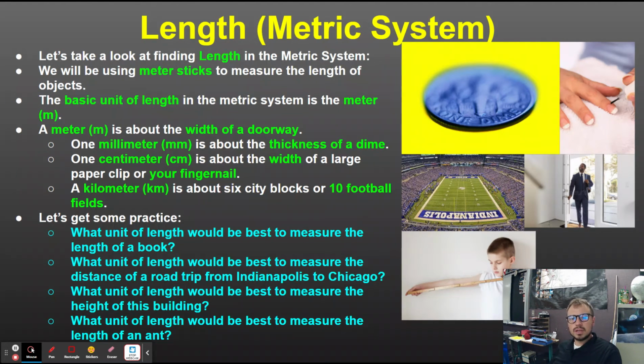And the last one is what unit of length would be best to measure the length of an ant? An ant is very small, so you'd want to use the smallest unit, which is millimeter. You look at an ant and be like, well, that's maybe 5 millimeters long.